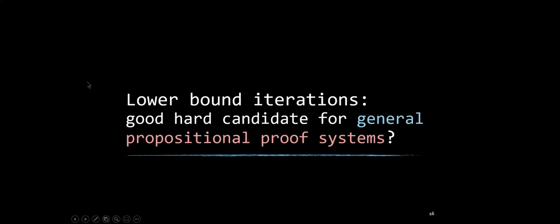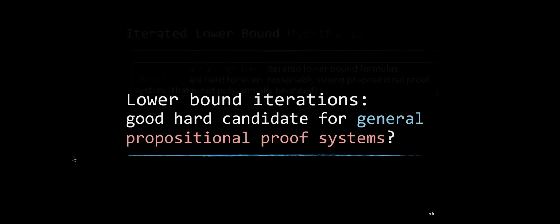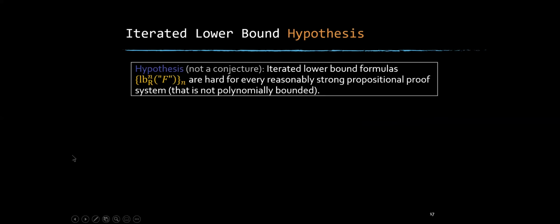Now, we've discussed the algebraic setting, but you might be very interested actually in the propositional setting and what our operator and iteration of operator show about lower bounds in this setting. And we ask the following: does iterating this lower bound operator constitute a good hard candidate for general propositional proof systems? And here is what we can say.